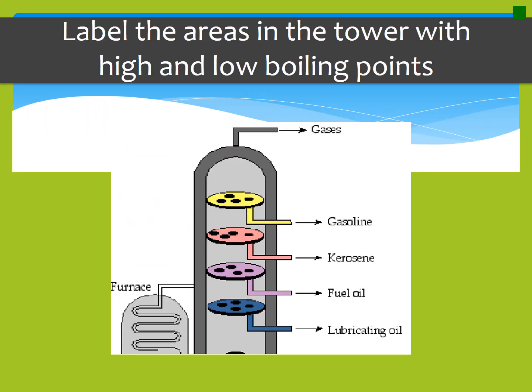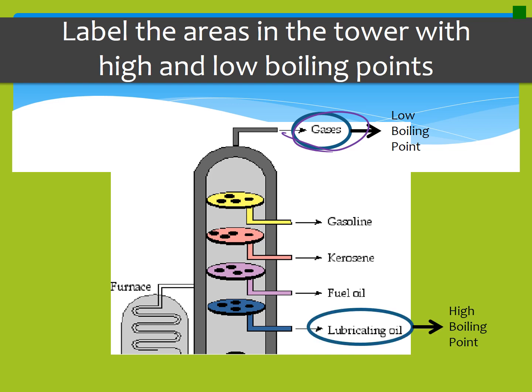All right, so label the areas in the tower with the high and the low boiling points. So gases should have very, let's see, low boiling points. And the reason why it's a low boiling point is if it's at room temperature, it's already boiled if it's a gas, right? It's already gone from a liquid to a gas at room temperature, so it's obviously very low. Whereas the high boiling points will be more at your bottom, okay?